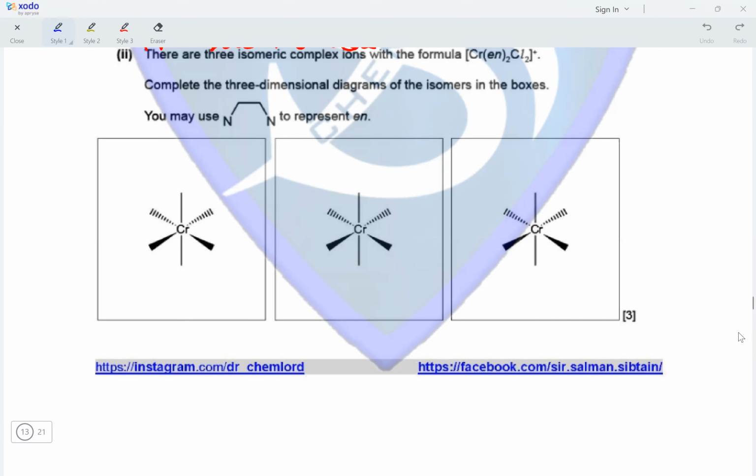There are three isomeric complex ions with the formula Cr(en)2Cl2. Complete the three-dimensional diagram of the isomers in the boxes. You may use the skeletal formula to represent en. Okay, so we start off with making the trans isomer of this complex, in which the Cl would be placed diagonally opposite to one another, and we would have en placed on the remaining positions. Then we would convert that into the cis isomer with en placed in the remaining positions.